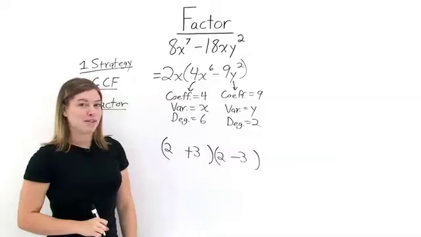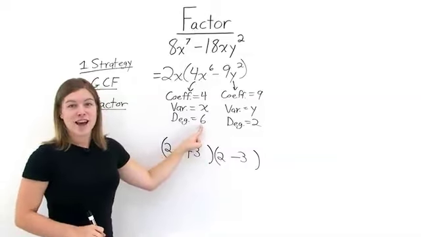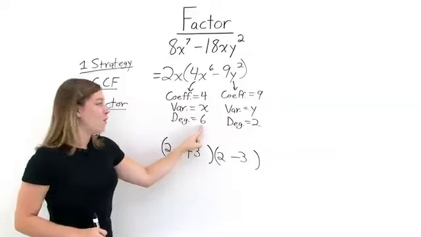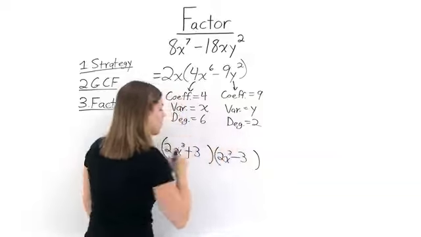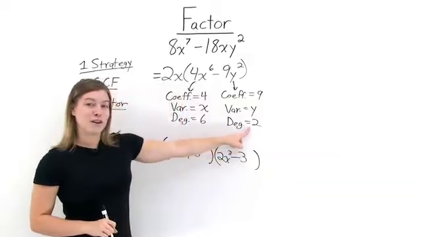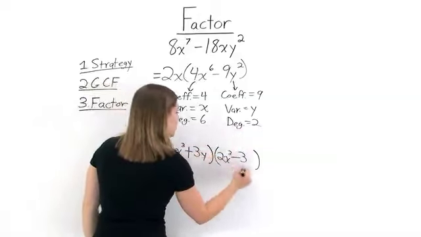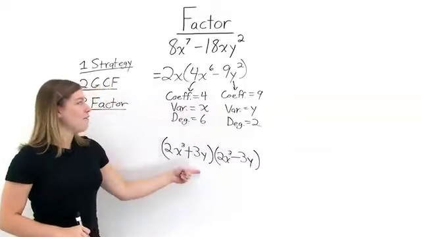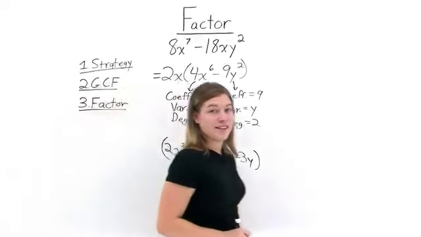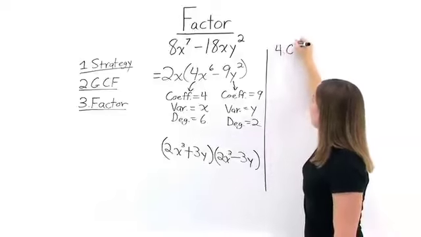Now to get our variables, we look at the degree. Here we have a degree of 6. We divide it in half and get a degree of 3. So we take x to the third power in each one of our first terms. Then we take our degree of 2, divide that in half to get 1, and each one of our second terms has y to the first power. Now we've fully factored this polynomial. But let's make sure that it's correct. So, in step number 4, let's check our answer.